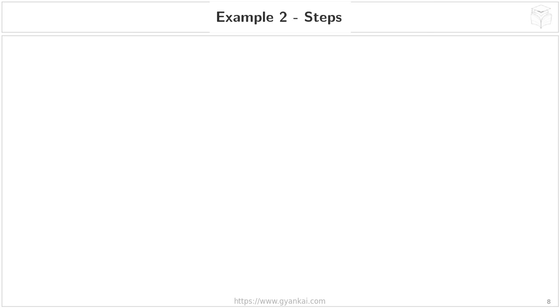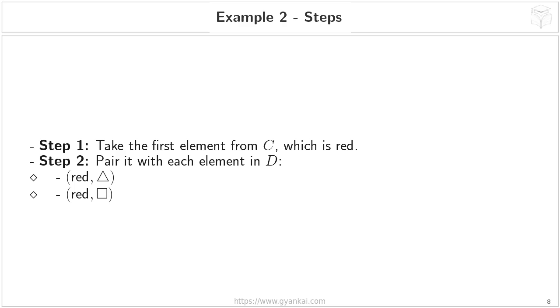Example 2, Steps. Step 1 tells us to take the first element from set C, which is red. Step 2 instructs us to pair this element, red, with each element in set D. So, we start by combining red with the triangle, giving us the ordered pair red triangle. Remember, the order is important here, so red triangle is different from triangle red.